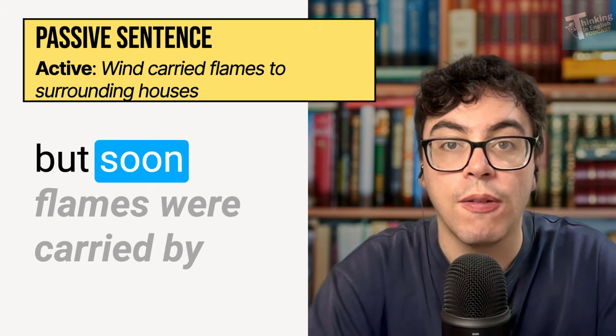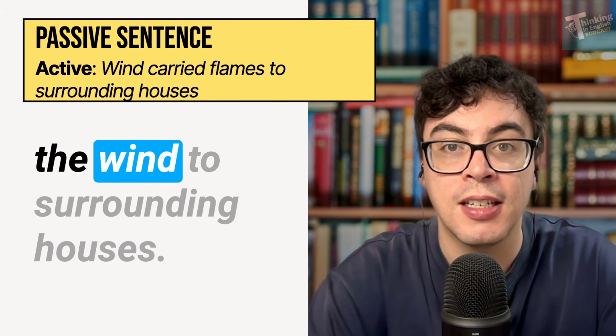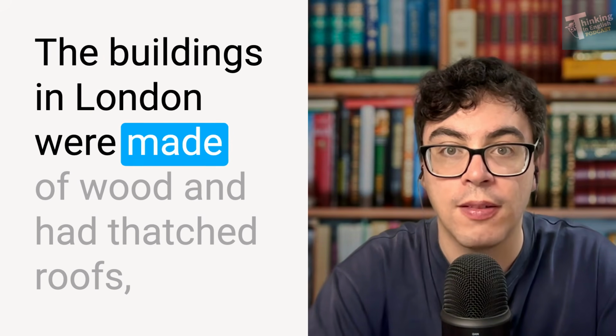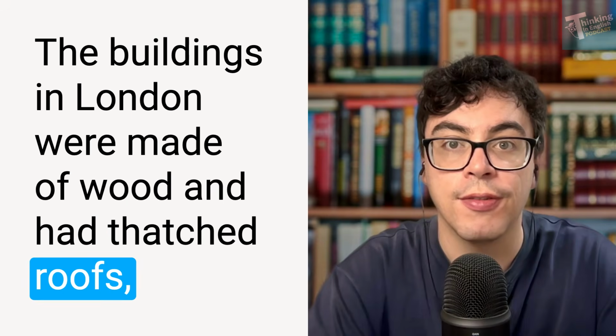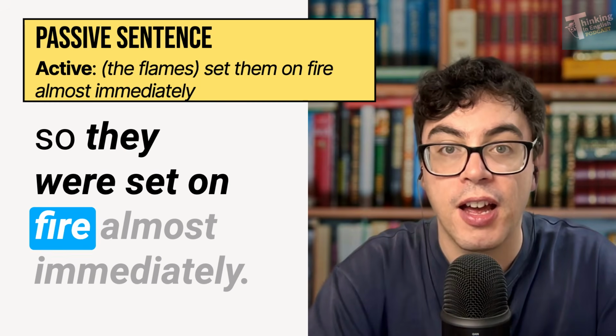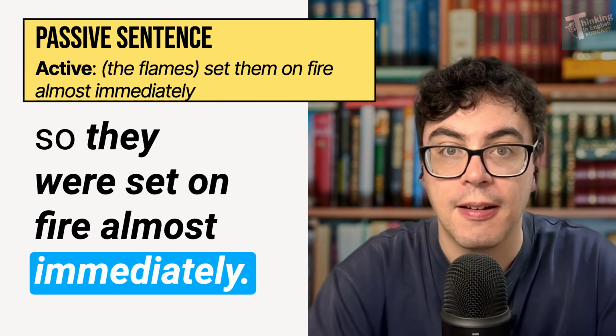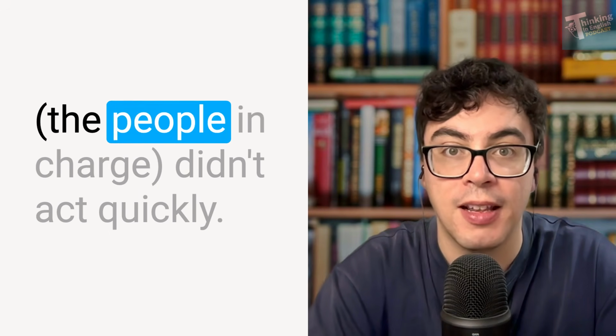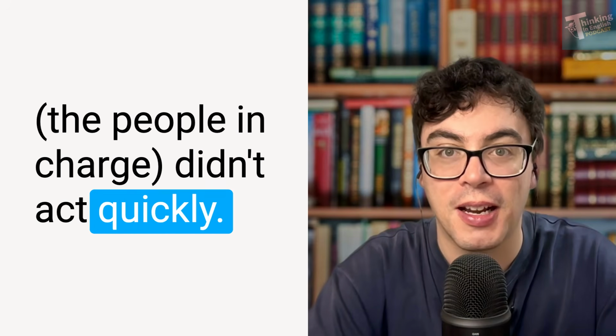The fire started in the bakery, but soon flames were carried by the wind to surrounding houses. The buildings in London were made of wood and had thatched roofs, so they were set on fire almost immediately. Unfortunately, the authorities in London, the people in charge, didn't act quickly.